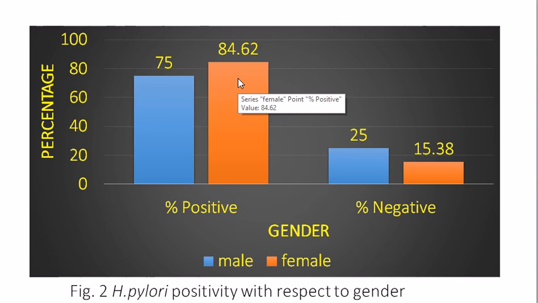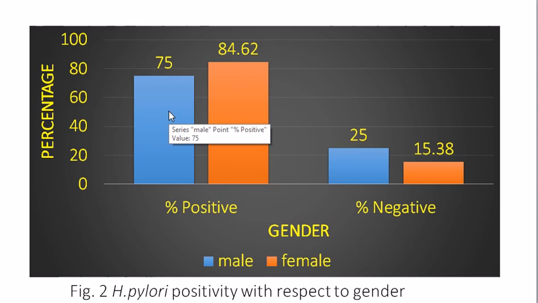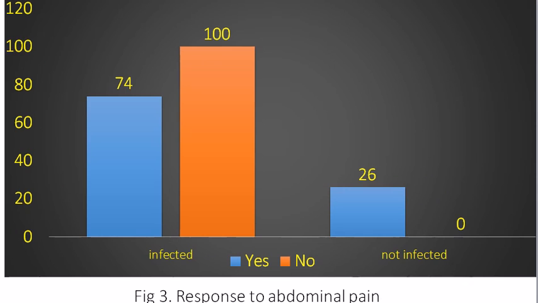We had 84.62% of the females testing positive, that is approximately 85%, and 75% of the males turning positive. Yeah, so we had high prevalence in the females than the males. And of the students that said they experience abdominal pain most often, 74% of them tested positive. And out of the students that said they do not experience abdominal pain at all, they all tested positive. Yes, they all tested positive.